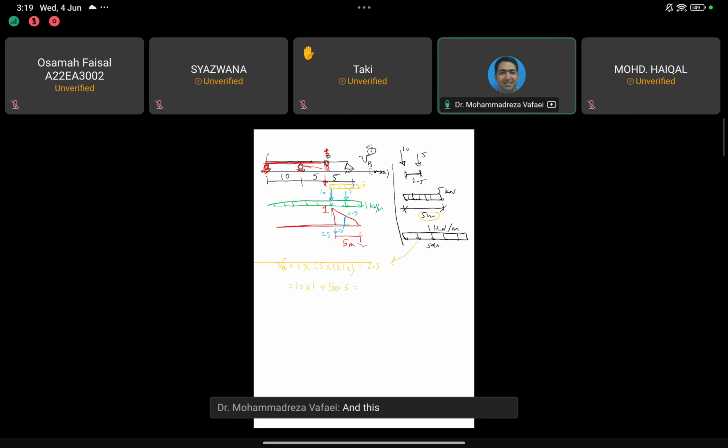And this is going to give us 10 plus 2.5, which is 12.5. Okay, so this is coming from the point loads over there. And the last one is the uniform load, which moves.